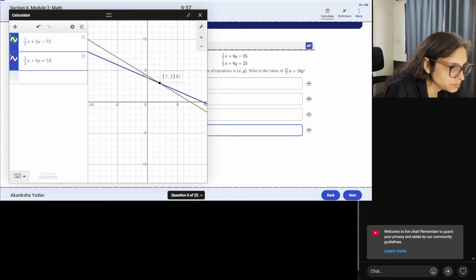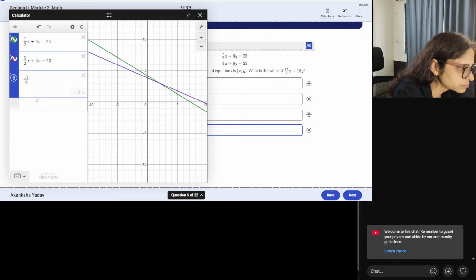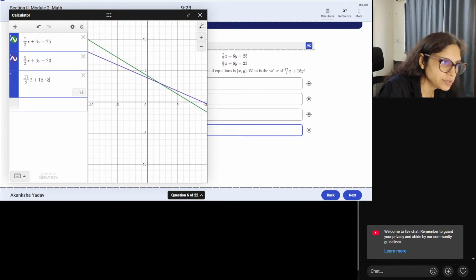Two comma 3 is the solution. So the value of x is 2. And the value of y is 3. You're getting 71. That also you can do.